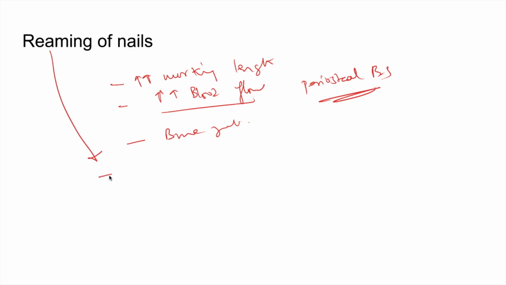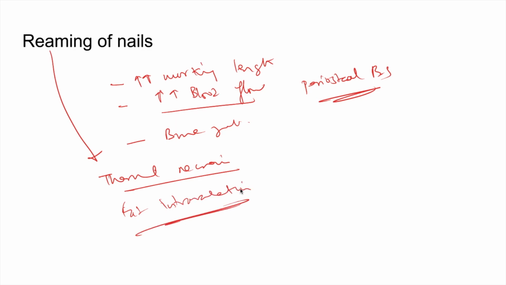What are the disadvantages of reaming of nails? It causes thermal necrosis and can cause death of tissue there. It can cause fat intravasation and can cause fat embolism at the time of reaming. So the anesthetist must take care of this and make sure that there are no such issues.